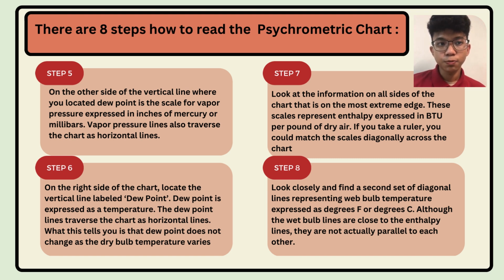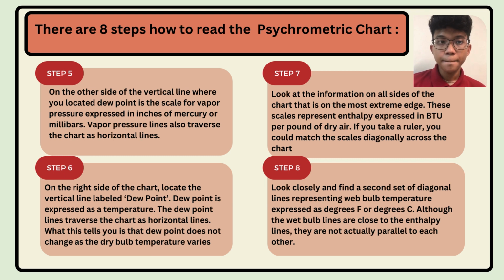Next, for step 6, on the right side of the chart, locate the vertical line labeled dew point. Dew point is expressed as a temperature. The dew point line traverses the chart as a horizontal line. What this tells you is that the dew point does not change as the dry bulb temperature varies.